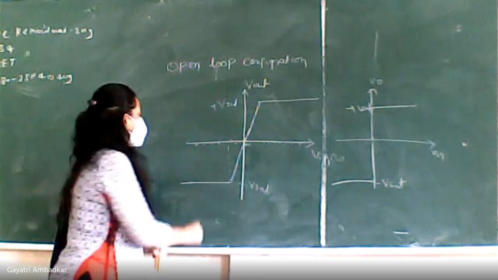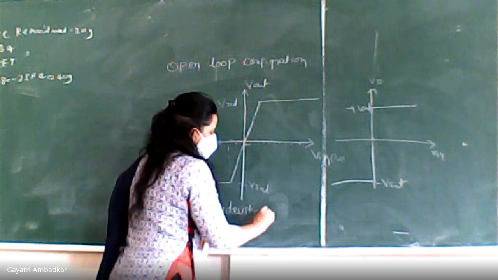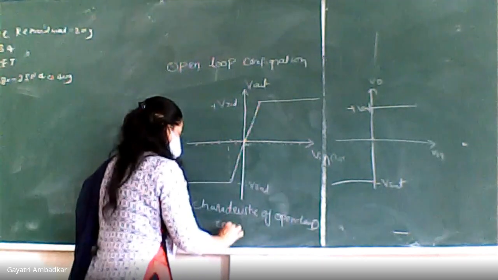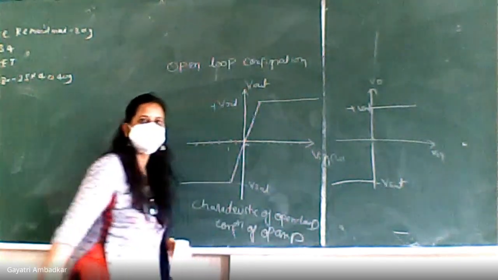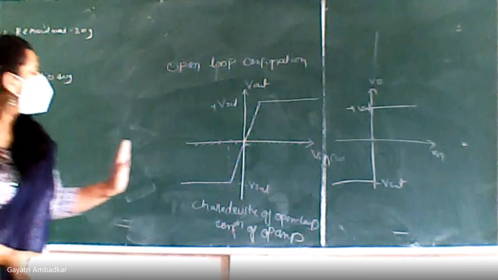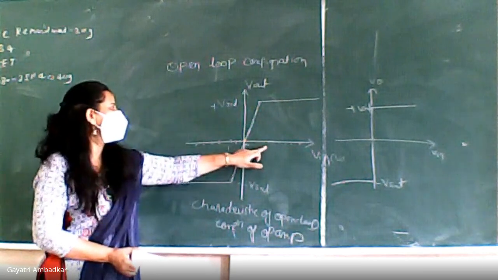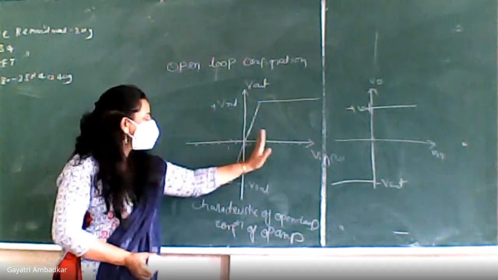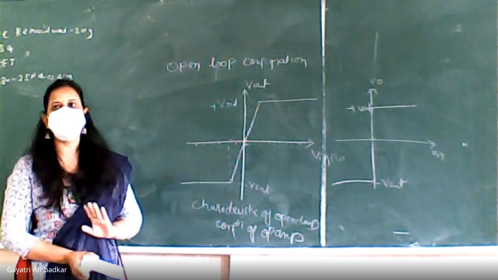So this is the characteristic of the open loop configuration of op-amp. Understood this characteristic? This characteristic is drawn between input and output voltages of the op-amp. When you increase input, for a small value of input, output increases linearly, but as you increase input, output becomes saturated. The same happens in the negative direction also.